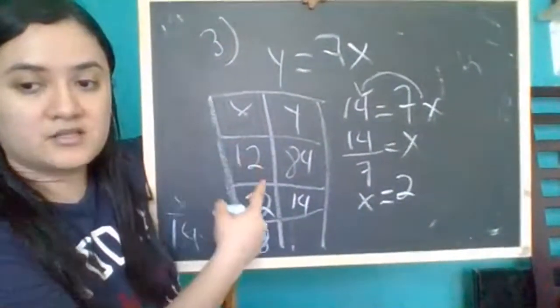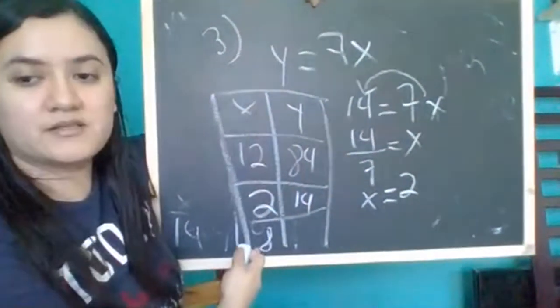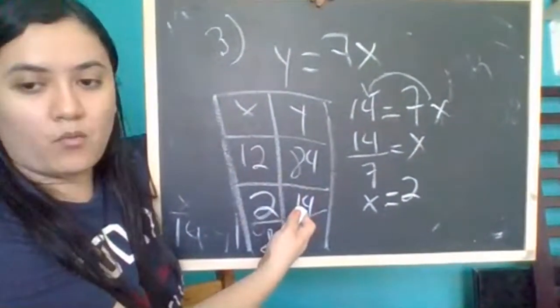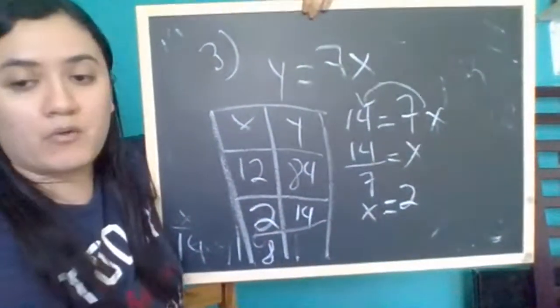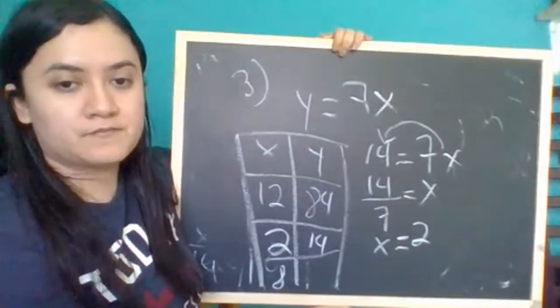The difference in this one was that they normally give us the x, but in this case they gave us the y. So that's why we substituted where the y was, and we figured out what x was. Are we okay?